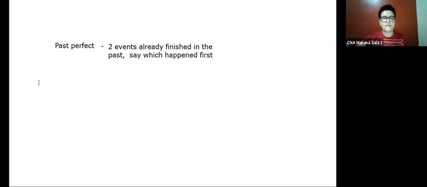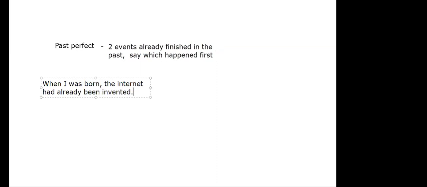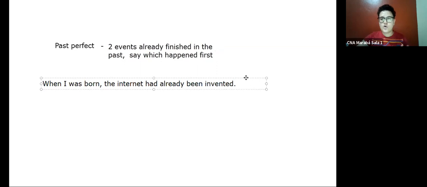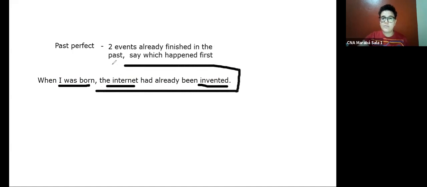So, example: when I was born, the internet had already been invented. So I have here two events in the past. One event is I was born, and the other event is the internet was invented. These are the two events. Now, which event happened first? This second event here happened first, okay?